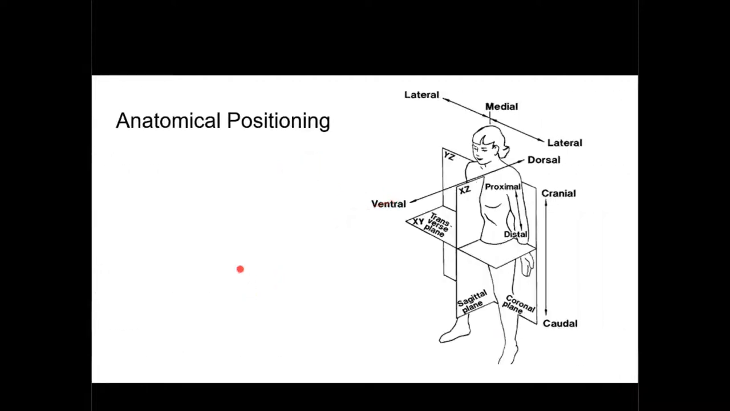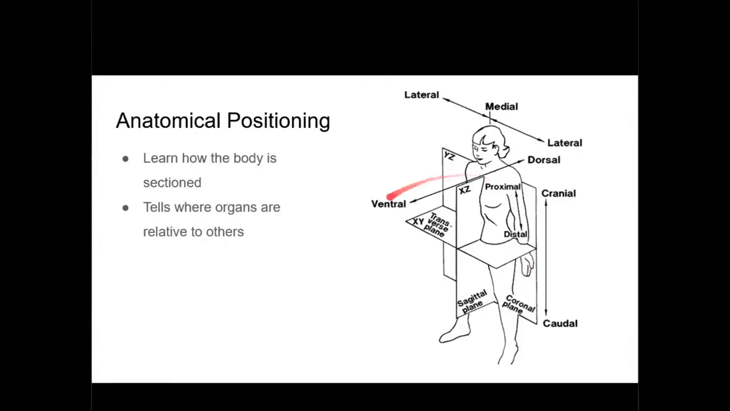Next, we're going to talk about anatomical positioning and how the body is oriented. You really want to know how the body is sectioned, and you want to be able to tell where one organ is relative to the other. For instance, the wrist is distal to the shoulder. This is because the shoulder is farther away from the trunk than the wrist is. So you definitely want to know how you can describe one body part relative to another.